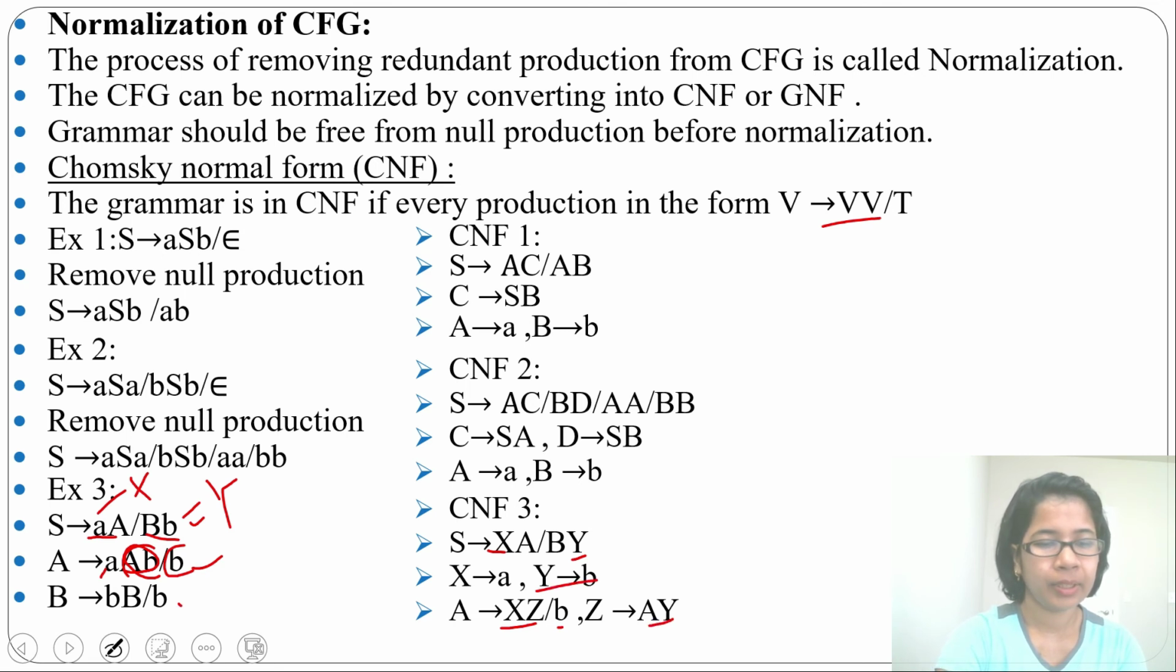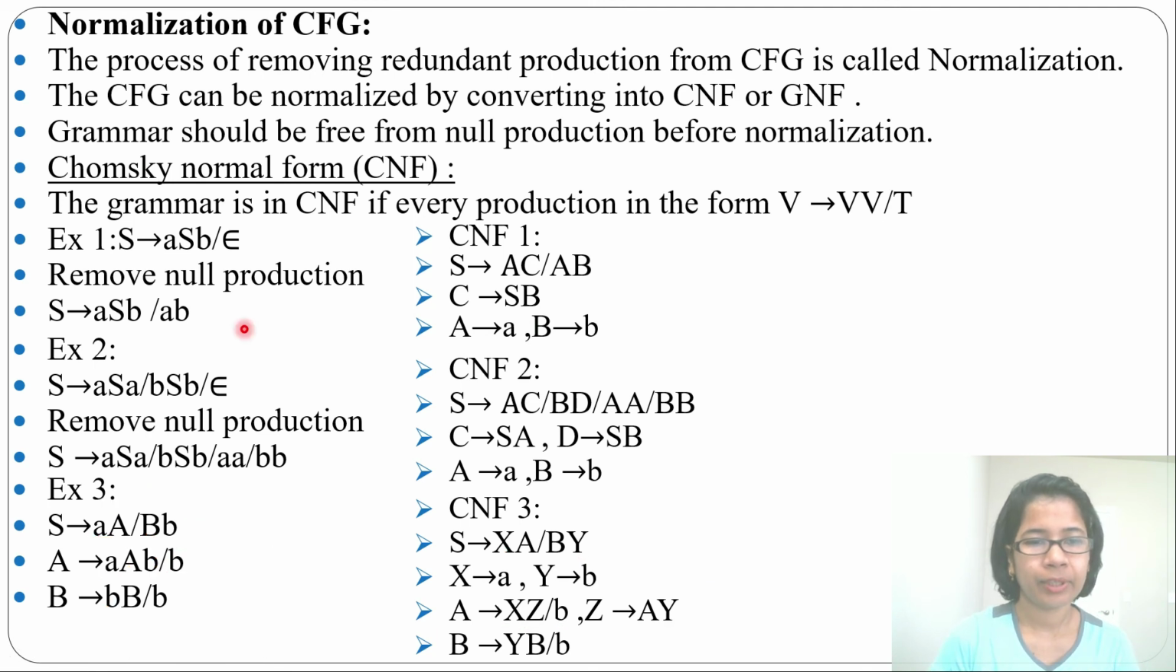Now we'll do for this production. Here B tends to BB or b. Here this b is not in the form of variable. So in place of b, we'll write simply Y, as Y is considered for b. So write B tends to YB or b. Now this is the CNF for this grammar.